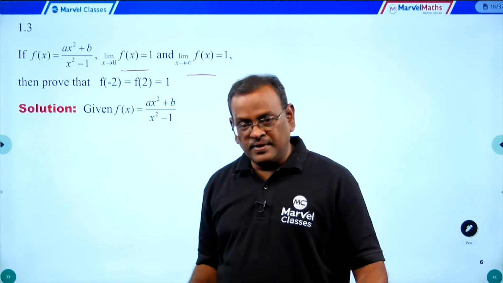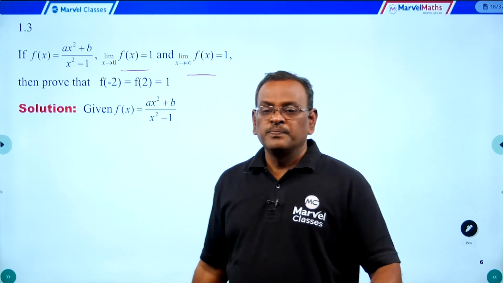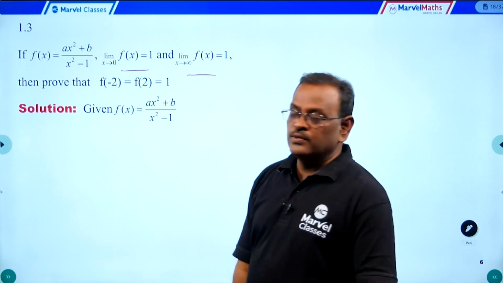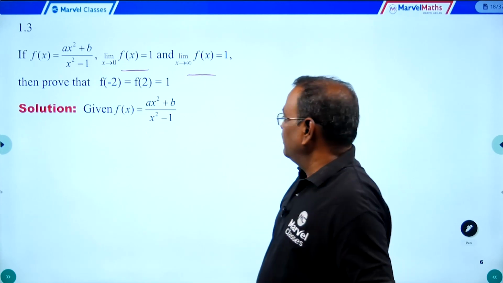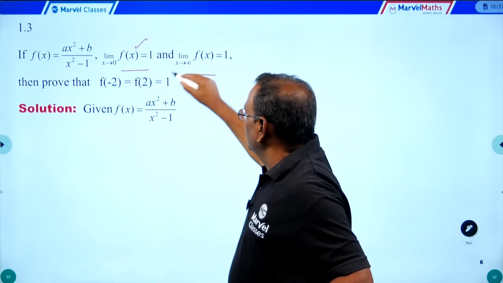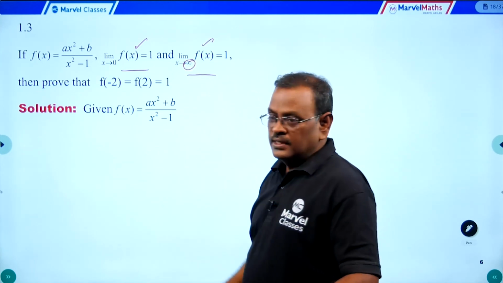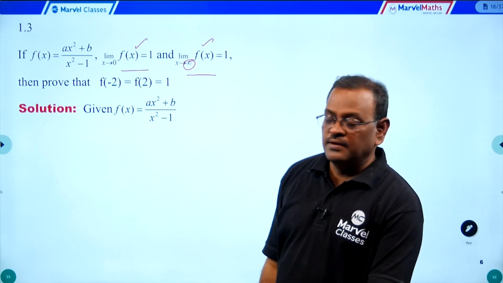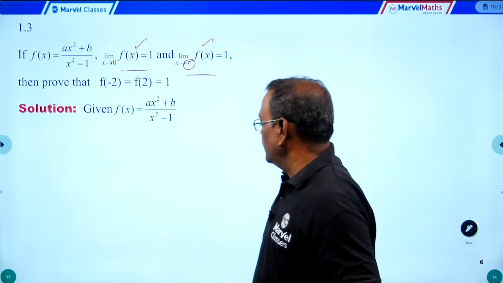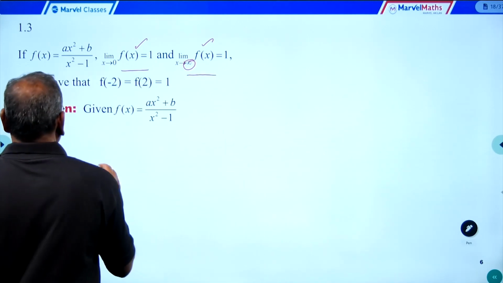First find the value of a and b, and then prove that f of minus 2 equals f of 2 equals 1. So given that the limit exists at x equal to 0 and the limit exists at x equal to infinity, it's a new concept. I think this is type 7 or 8, limit at infinity, but I'll explain in detail. So what is the first case? This is the first case given.